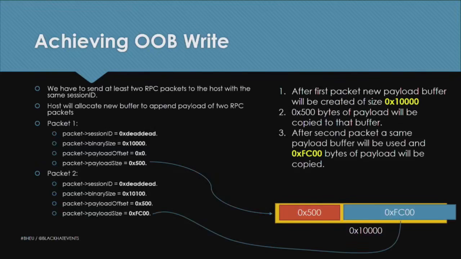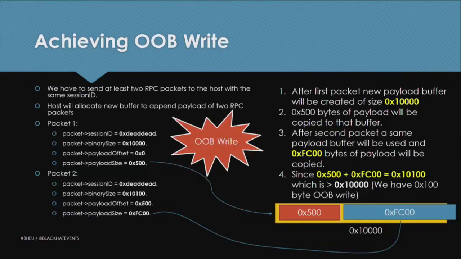Once the second packet is received at the host end, since the session ID is the same, VMware VMX will use the same allocated buffer to copy the new payload. Since the new payload size is FC00, if we sum up, we see that we have a 100-byte heap overwrite. It will overwrite the first few bytes of the next adjacent heap block. So this is how we can achieve an out-of-bound write using the bug.